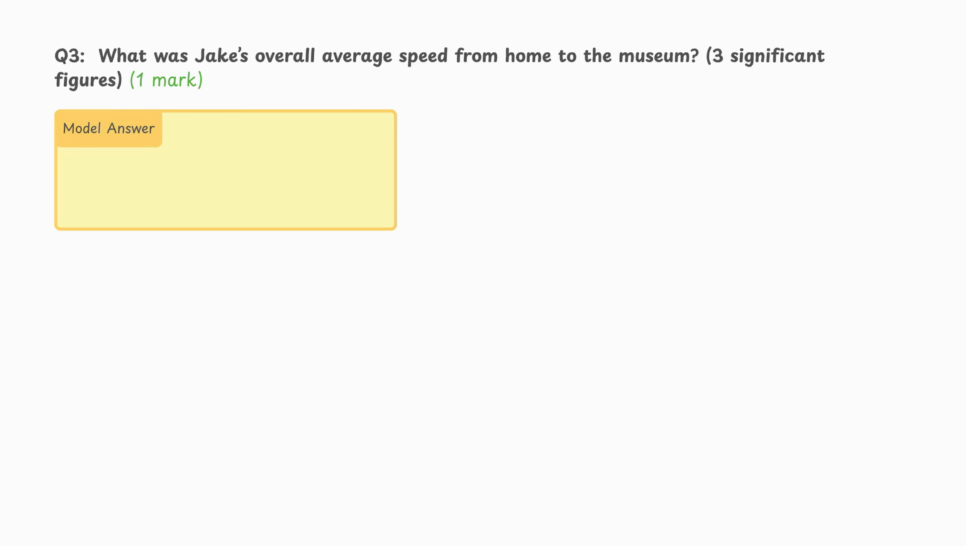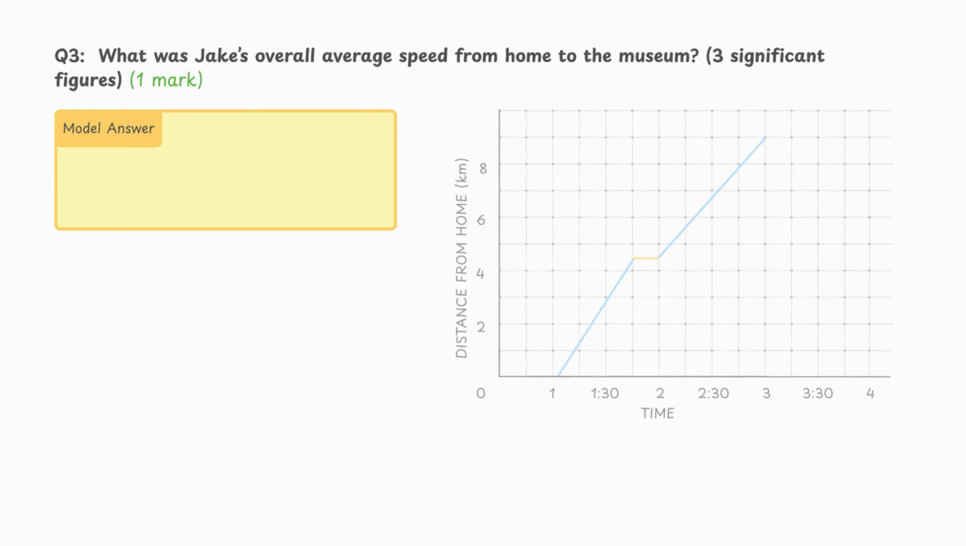Overall average speed looks at the entire journey from start to finish. That means we must include every part of the journey, including the time when Jake stopped moving. A very common mistake in exams is forgetting to include the stopping time. But average speed uses the total distance traveled divided by the total time taken for the whole journey.